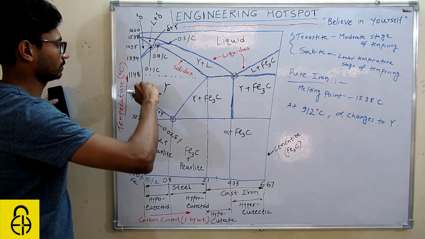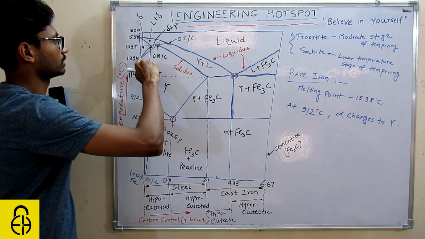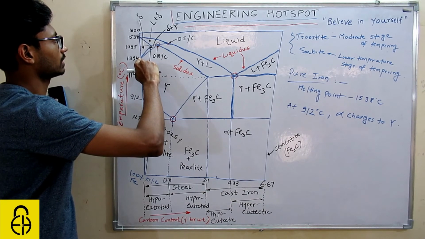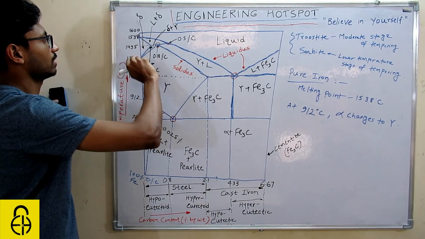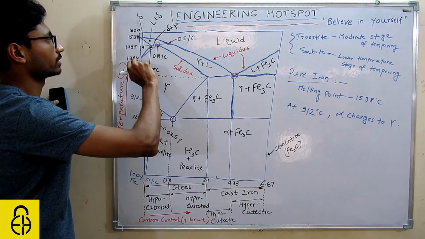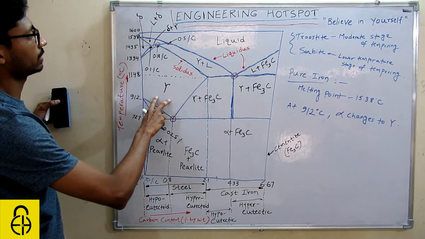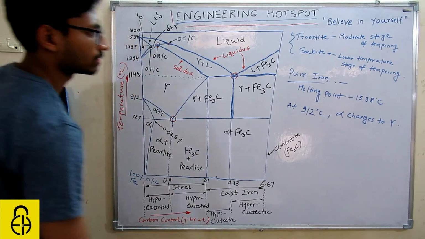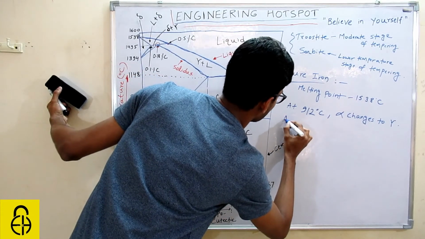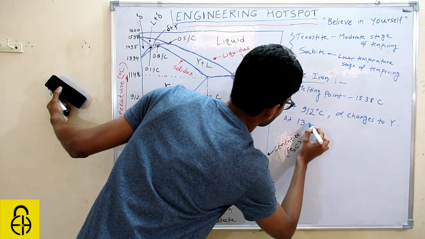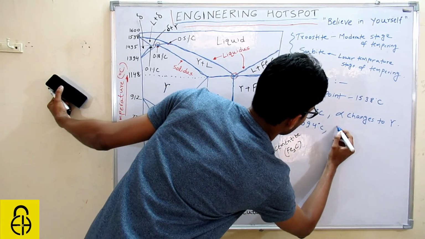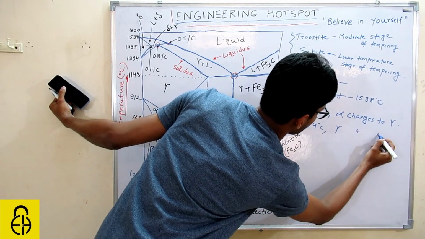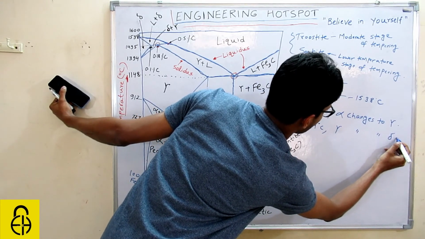Again, if you move in this way, you can see just above 1394 degrees Celsius, all the gamma will change into delta. So at 1394 degrees Celsius, gamma changes into delta.